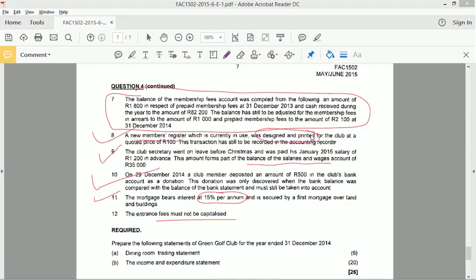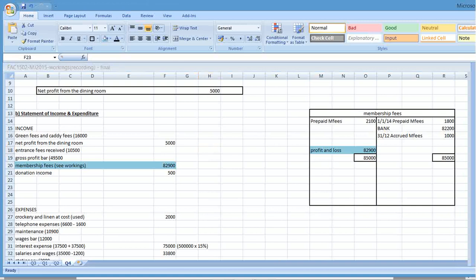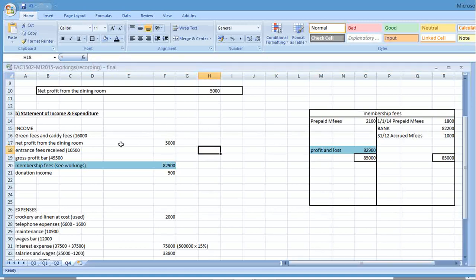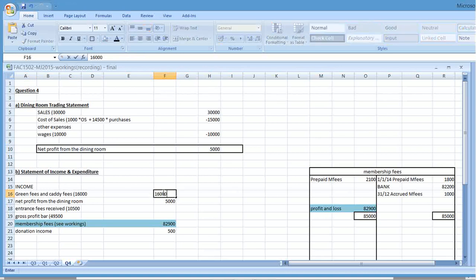The entrance fees must not be capitalized. So if it must not be capitalized, it will be part of income, so your entrance fees will stay as is. Now we've completed everything. We just need to look at the balancing figures. Net profit for the dining room we've worked out is 5,000. The green fees, caddies and green fees will stay at 16. Gross profit for the bar will stay at 49,500. Entrance fees received was 10,500.